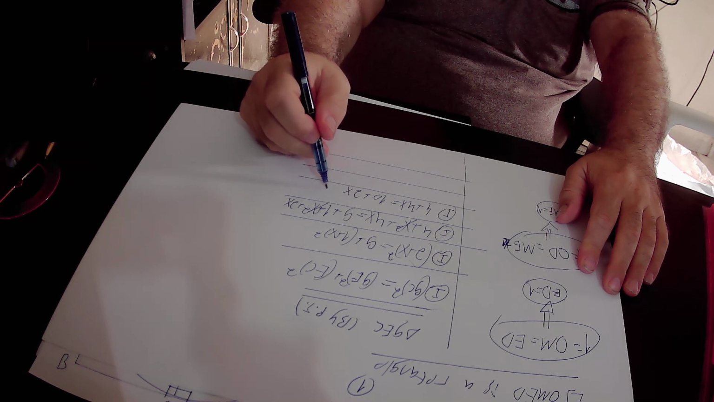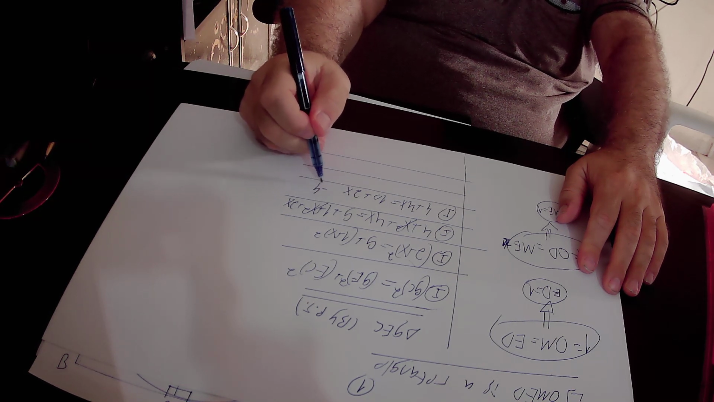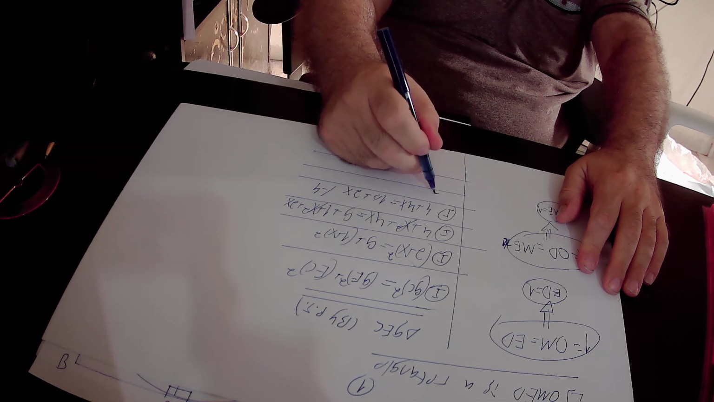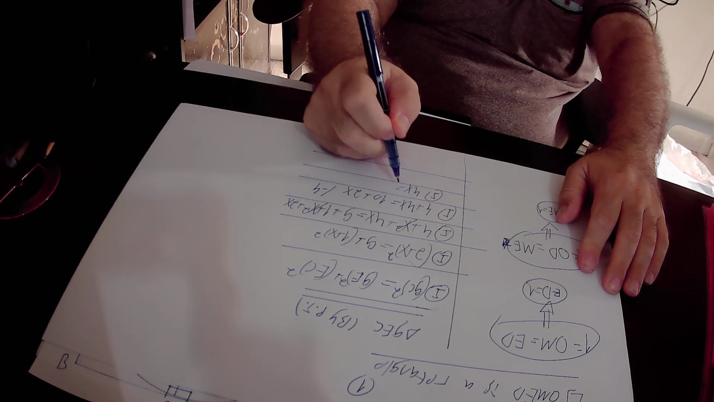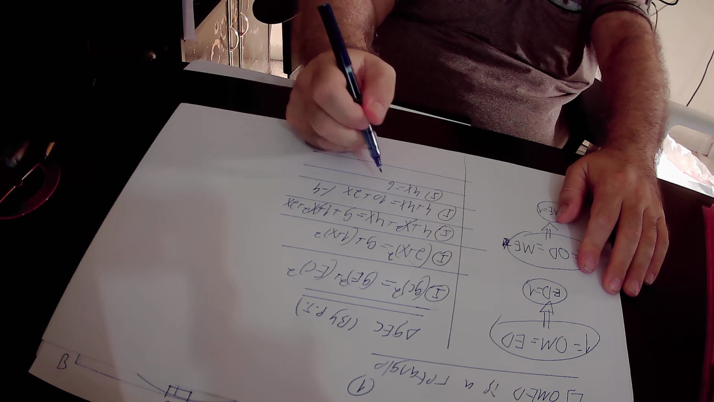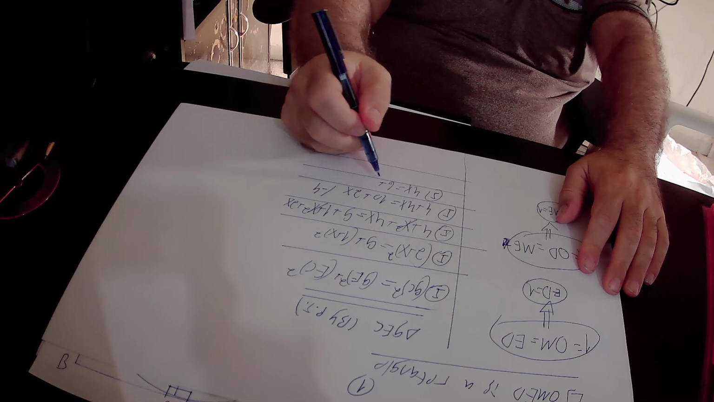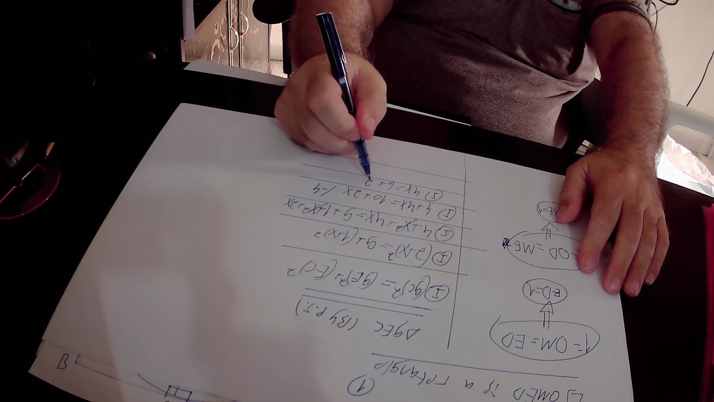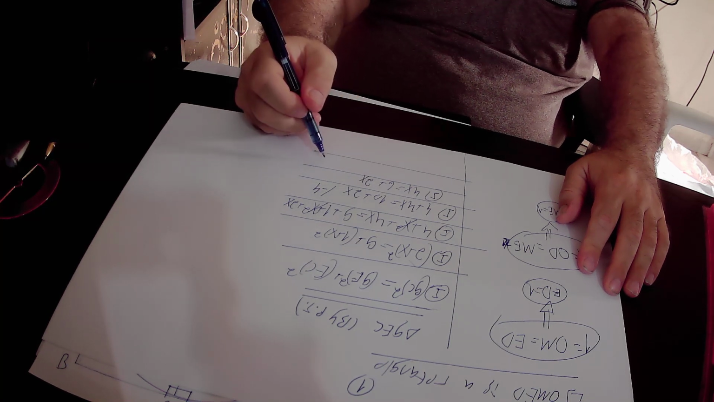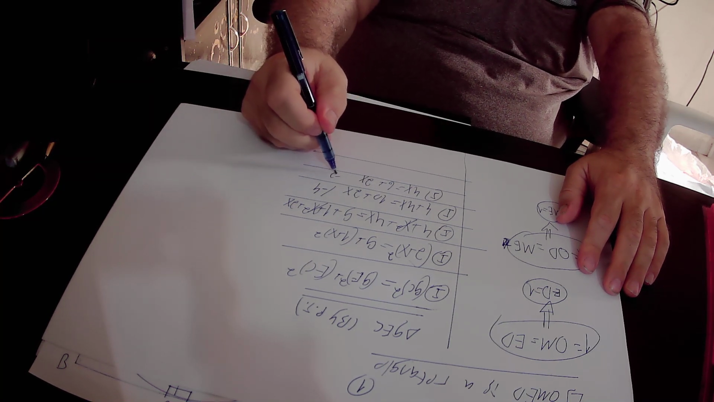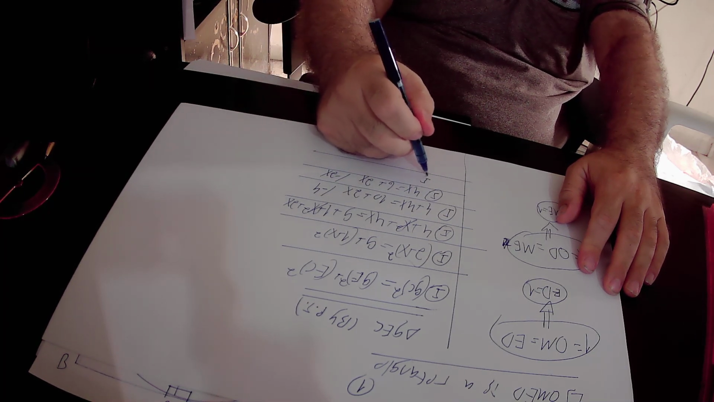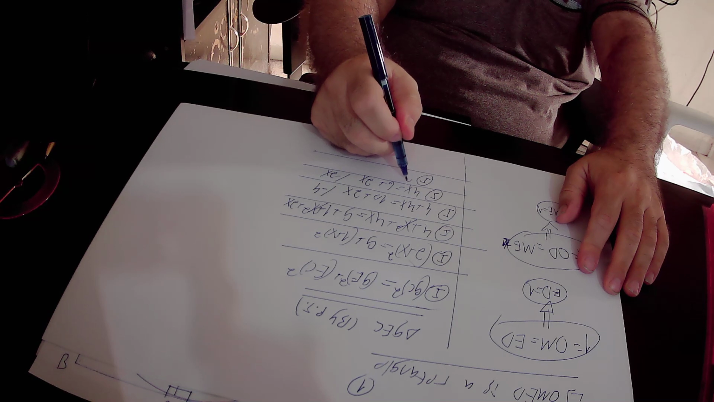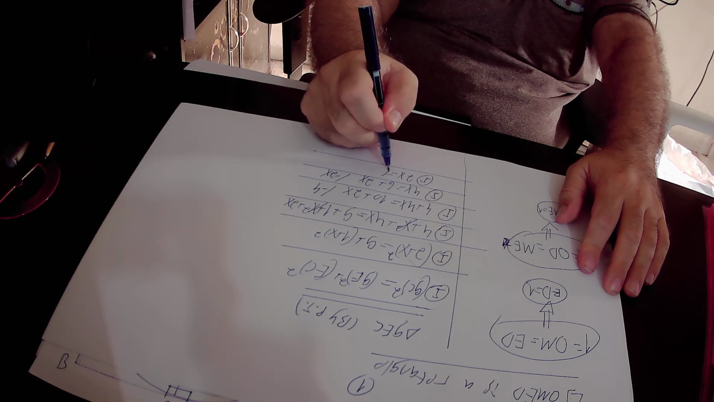So here we subtract 4 from equation number 1, and we get that 4x equals 10 minus 4, which is 6, plus 2x. Then we subtract 2x from equation number 1, and we get that 4x minus 2x is 2x. So 2x equals 6.